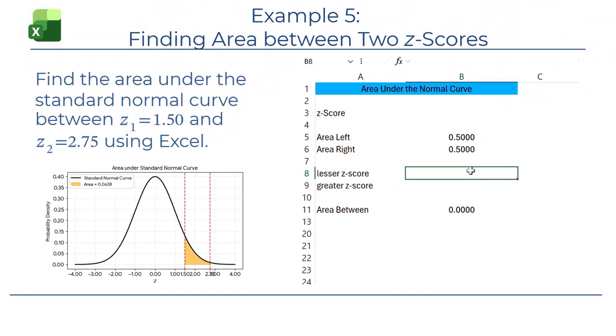So let's see what we come up with. The lesser z-score is 1.5, and the greater z-score is 2.75. And so we get a very small value of 0.0638. I do want to point out to you that if I did this in the wrong order, 2.75, 1.5, I would get a negative area, and we all know area cannot be negative, so that should be a clue that you've put them in the wrong order.